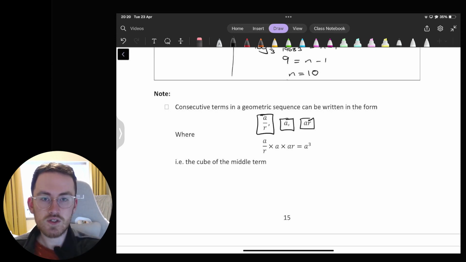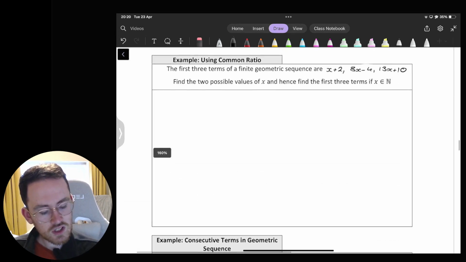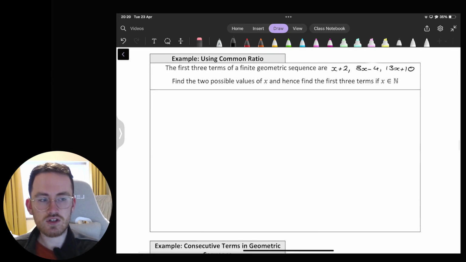And where that can be useful then is if we're asked about the product of some consecutive terms, because we can make use of that to show the product of 3 consecutive terms is the cube of the middle term, or a to the power of 3 there. So let's just look at another question, making use of these geometric sequences here.